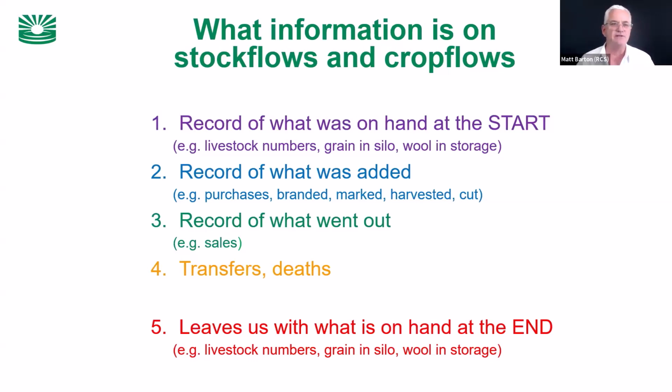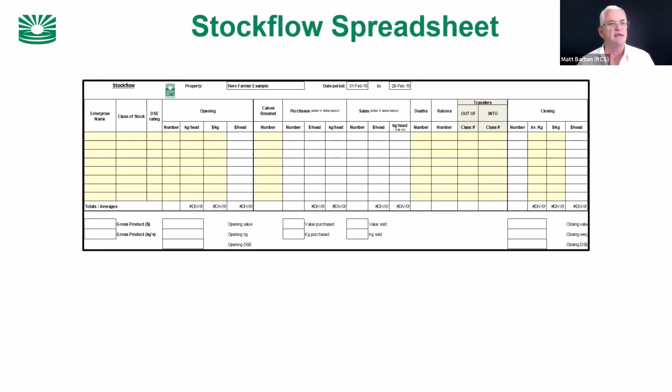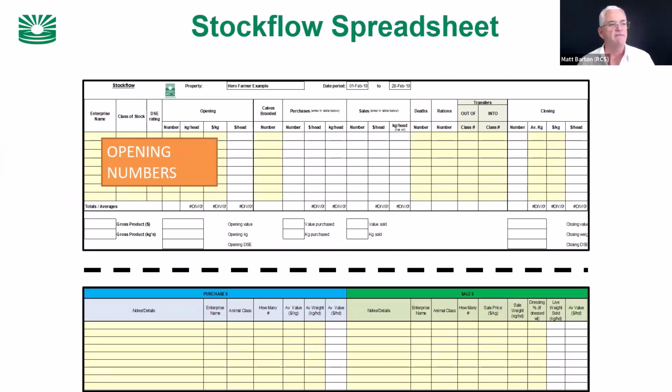It's a reconciliation. So we subtract what went out, add and subtract the deaths and transfers, and that leaves us with the end. And a stock flow spreadsheet looks something like this. We've got the opening numbers, we have our sales and purchases in the bottom, we add the sales, we subtract the purchases, and then that will be the end.